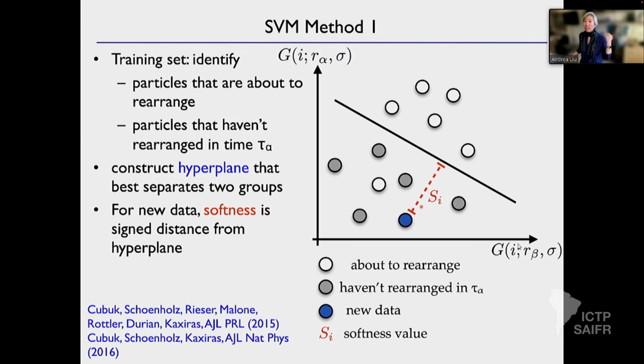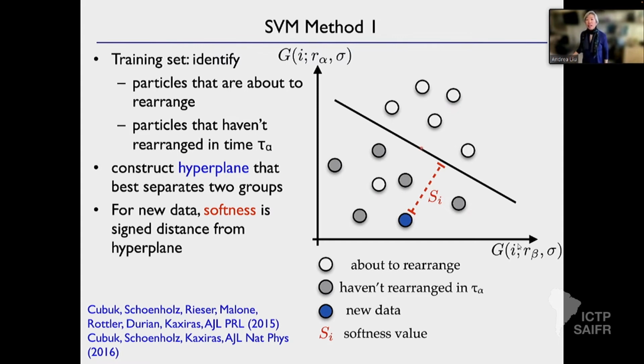Andrea, can I ask a question? Yes. I'm a little bit confused about how you define the hyperplane, because you said that G is a correlation function based on structure, and then the colors are based on dynamics. Do you define the hyperplane using this SVM method or using the structure?